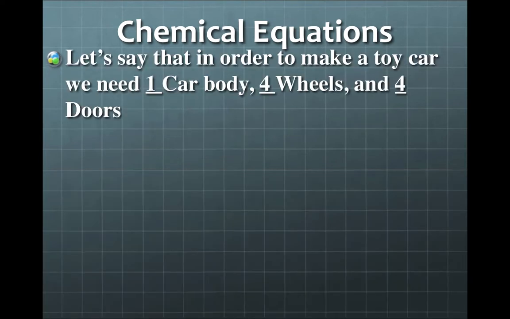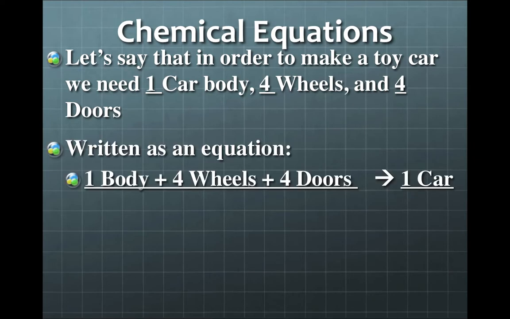Let's relate this to an everyday thing. Let's say you were building a model car. Let's say that toy model car had one car body, 4 wheels, and 4 doors that you need to put together. If you want to represent the building of that car as a chemical equation, you would write one body plus 4 doors plus 4 wheels equals, in this case we're going to use an arrow, one car.